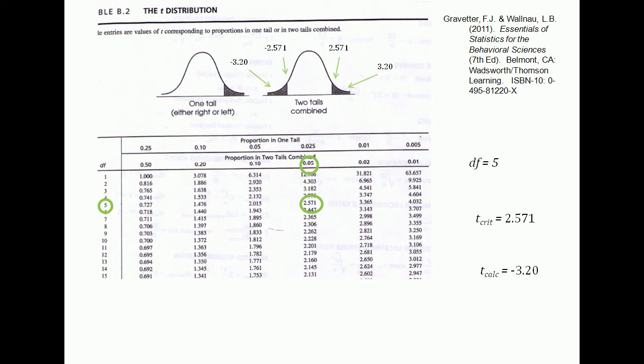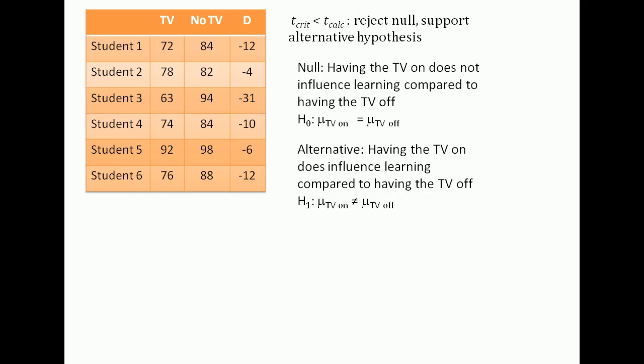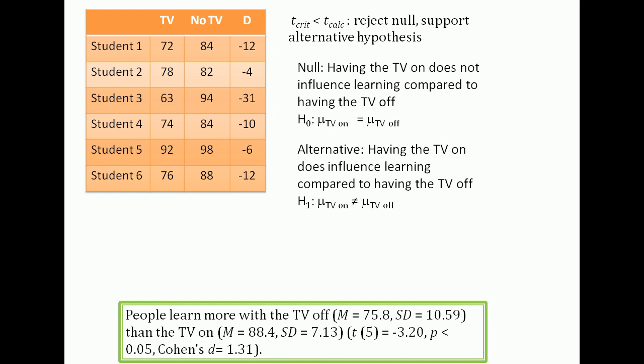If your t-calc value is falling in that gray area, that means you reject the null. So our t-crit is actually less than our t-calc because you're looking at the absolute value of t-calc, which means that p is less than 0.05. So again, we are rejecting the null, we're supporting the alternative hypothesis, and this is what it looks like written up in APA style.